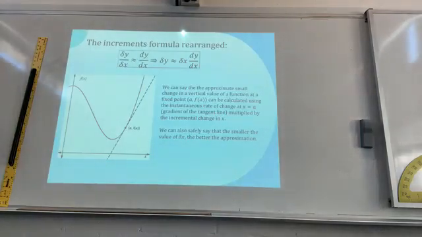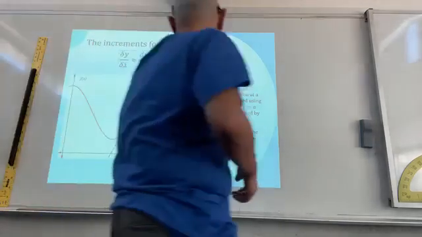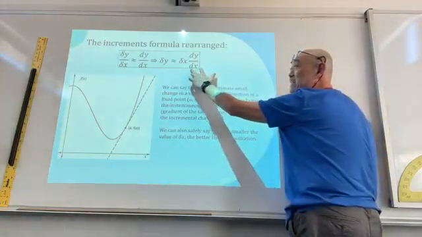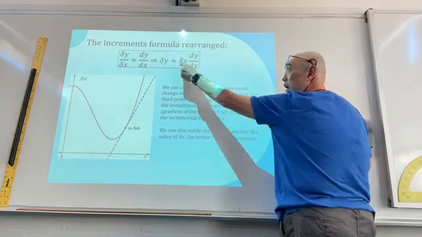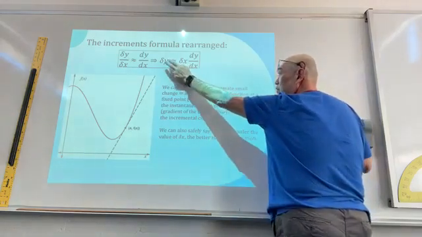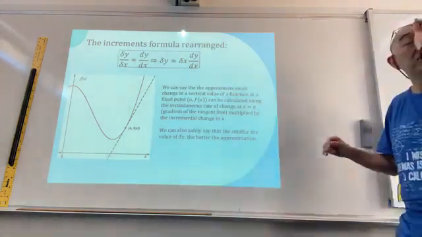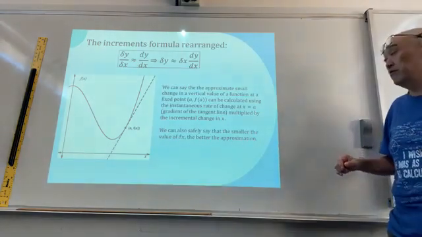So we can say that the approximate small change in the vertical value of a function at a fixed point a, f(a), can be calculated using the instantaneous rate of change at x equals a, the gradient of the tangent line, multiplied by the incremental change in x. That is the instantaneous rate of change, correct? That's the gradient at that point. And there's a slight change in x. We can estimate delta y, the incremental change of y.